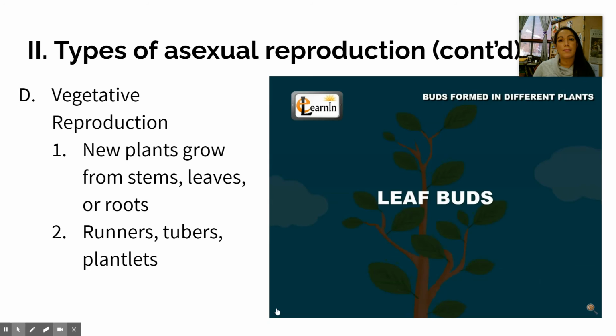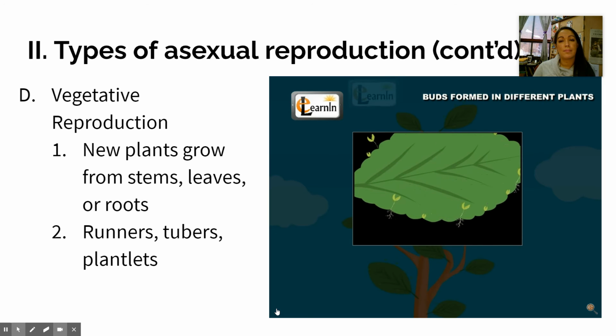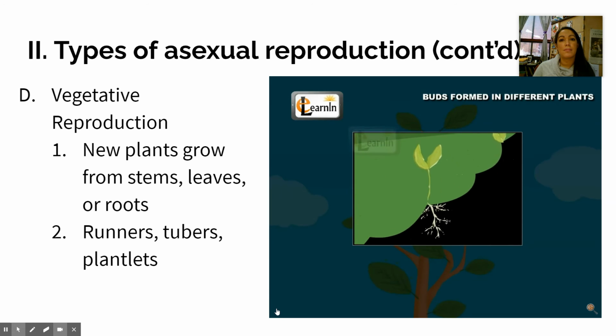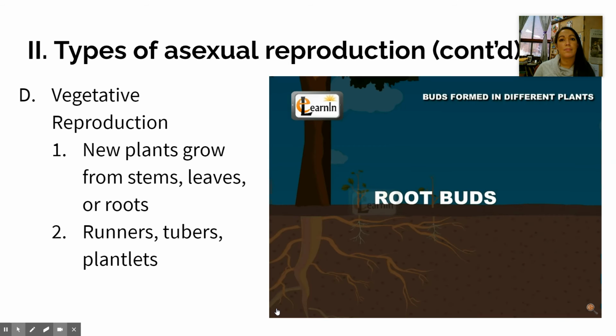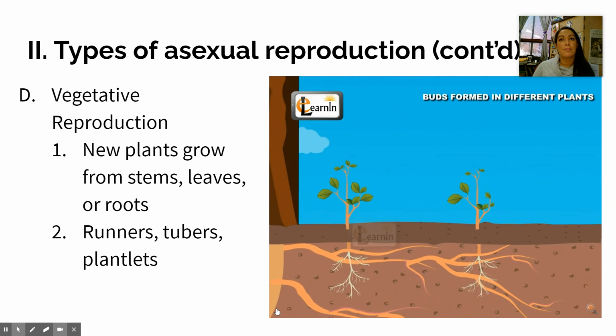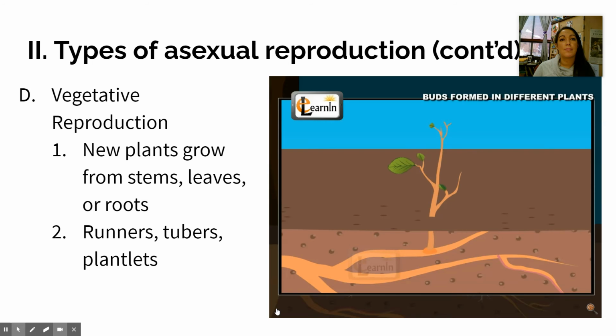Leaf buds. In Bryophyllum, buds are situated in the depression of leaf margins. The usual position of buds is either at the terminal part of the shoot or in the axil of a leaf. These buds in Bryophyllum are known as epiphyllous. Root buds. In curry leaf plant and neem, these young plants develop from the buds present on the root. They develop into independent plants.